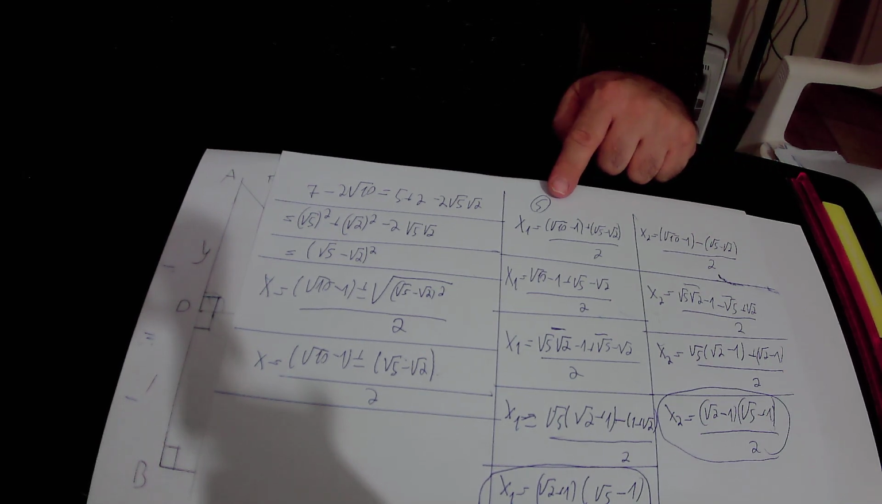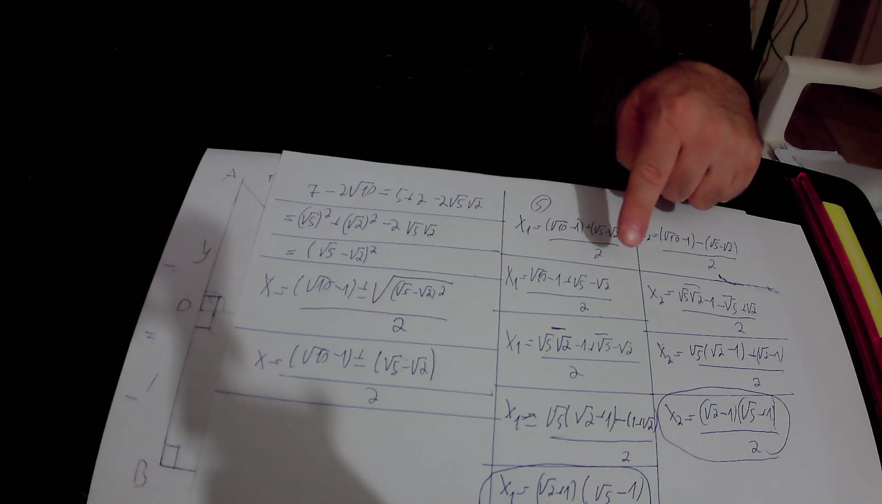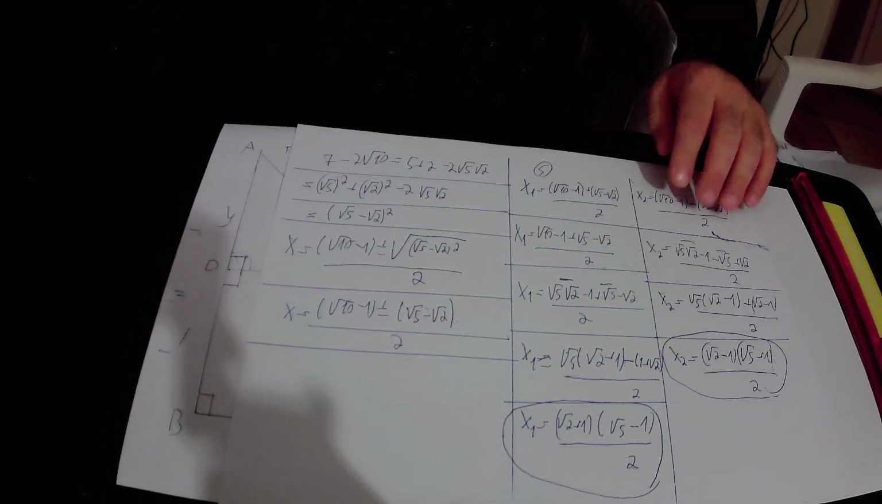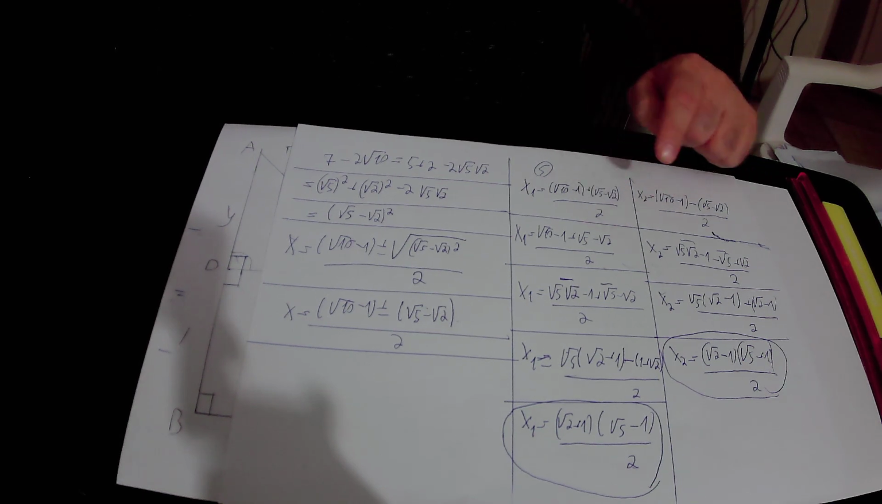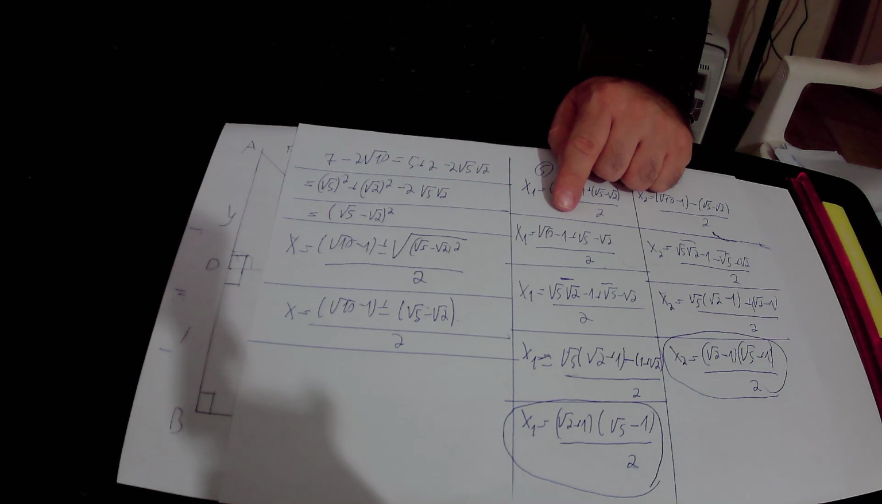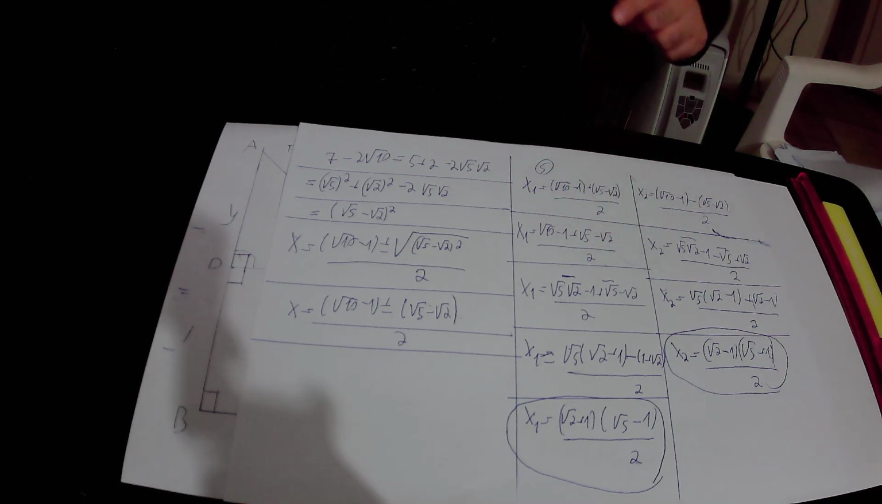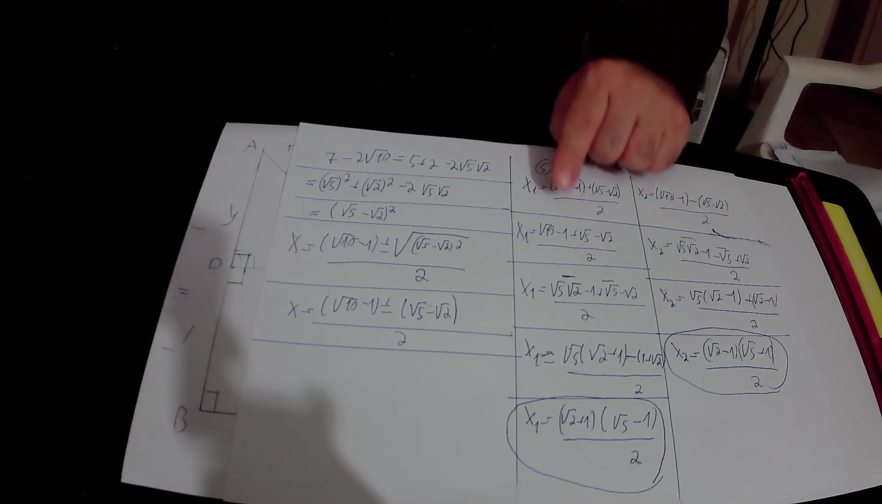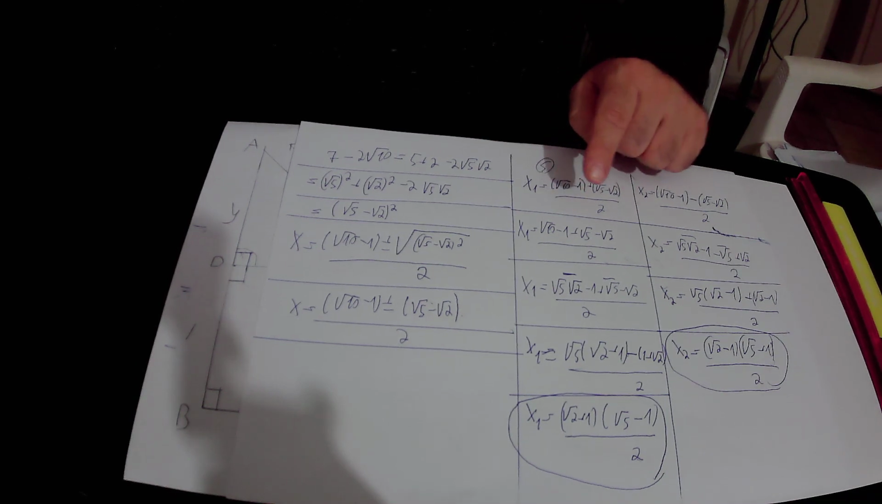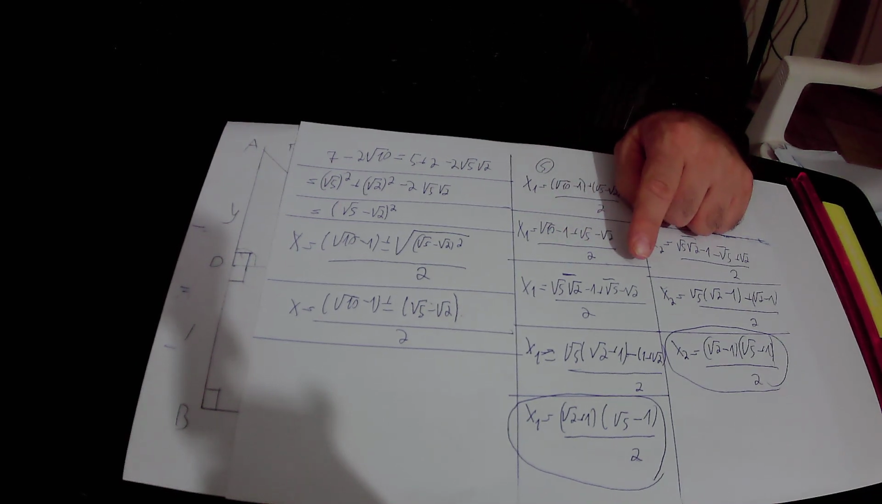So we continued with x1, and x1 equals square root of 10 minus 1 plus square root of 5 minus square root of 2, over 2. We opened the bracket here and got this expression. Then we substituted square root of 10 by square root of 5 times square root of 2, so x1 equals square root of 5 times square root of 2 minus 1 plus square root of 5 minus square root of 2, over 2.